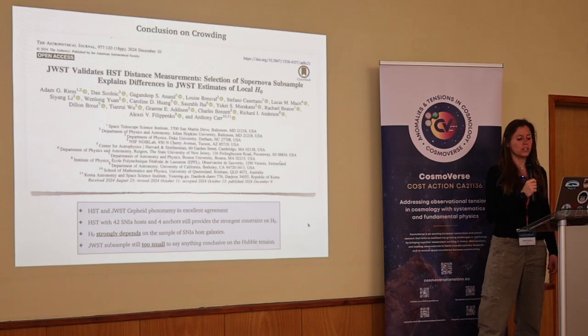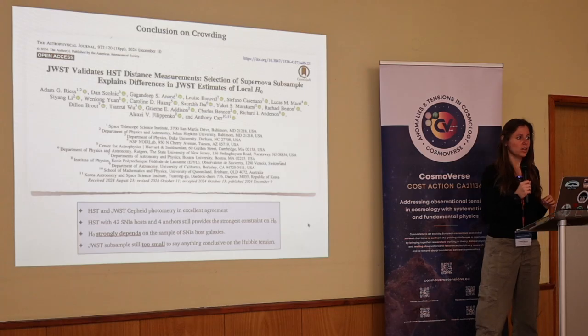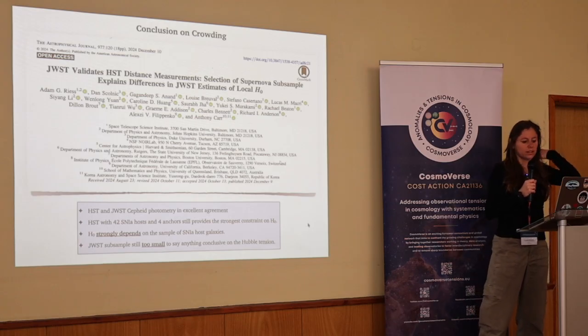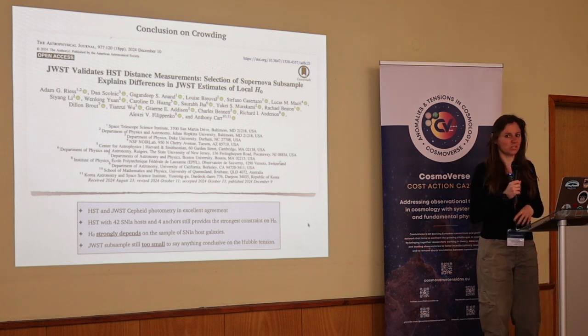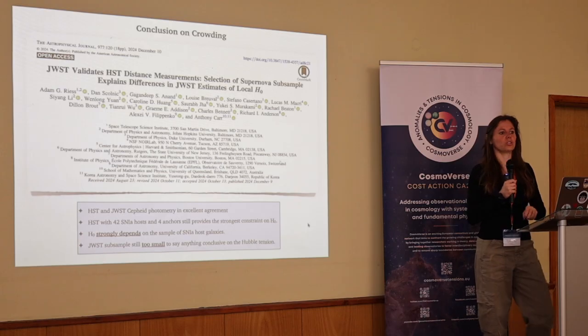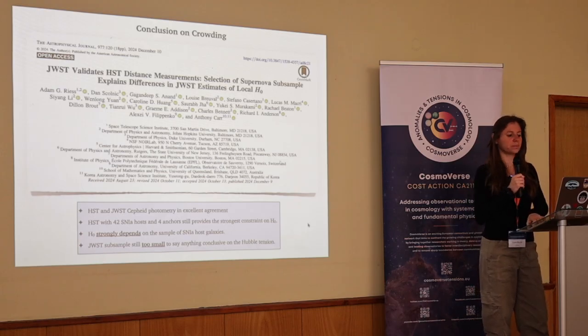Also, H0 strongly depends on the sample of supernovae host galaxies that you use. If you pick only a couple of supernovae hosts, then you might have a bias depending on how you select your sample. And JWST is great, but the sample is not big enough to give any conclusion on the Hubble tension, only from James Webb.